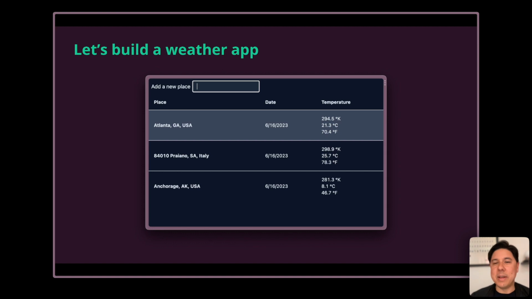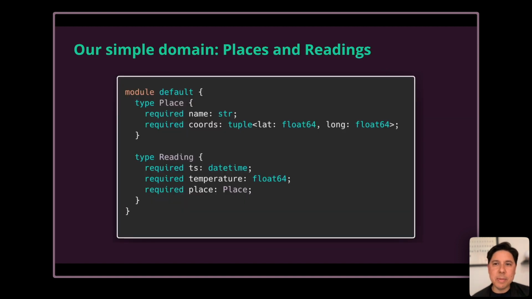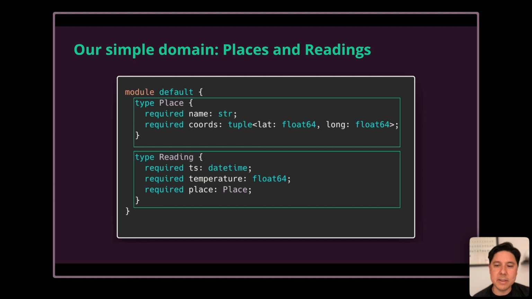So here's how we might model this domain. We have a place type that represents the name and coordinates of each place. And we have a reading type that represents a temperature reading for a place at a specific time.